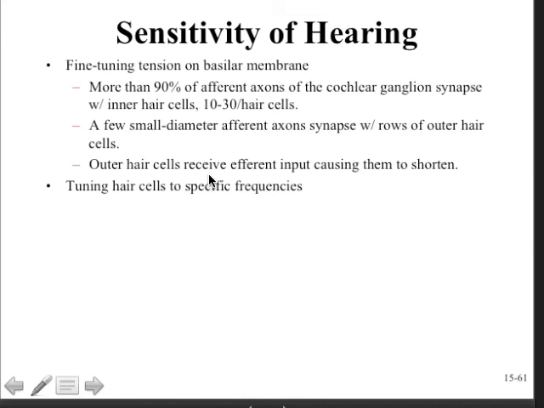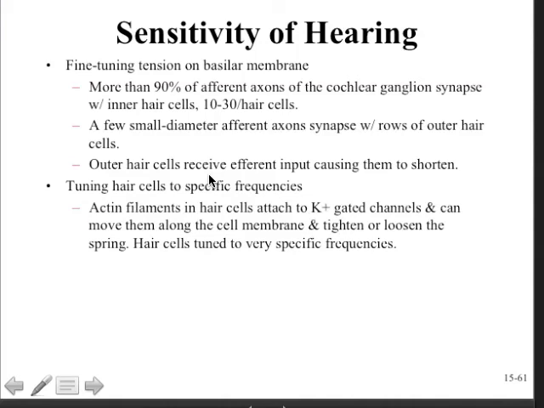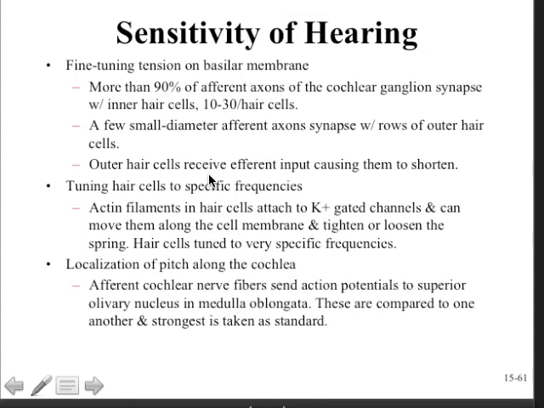These hair cells that go all along the spiral organ are tuned to specific frequencies. There's actin filaments in the hair cells that attach to potassium-gated channels and move them along the cell membrane and tighten or loosen the spring. The hair cells are tuned again to very specific frequencies. Localization of pitch along the cochlea is a part of this property.